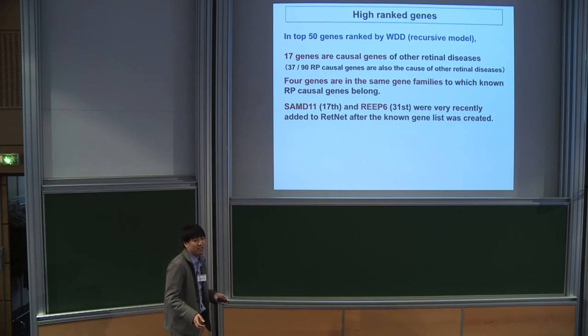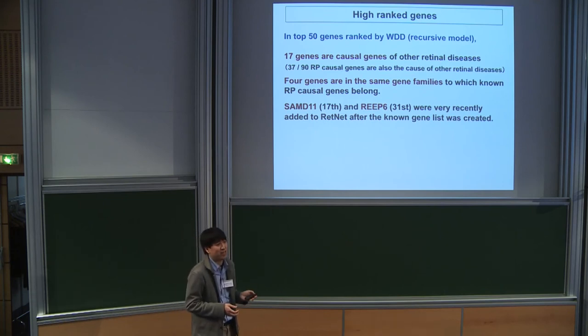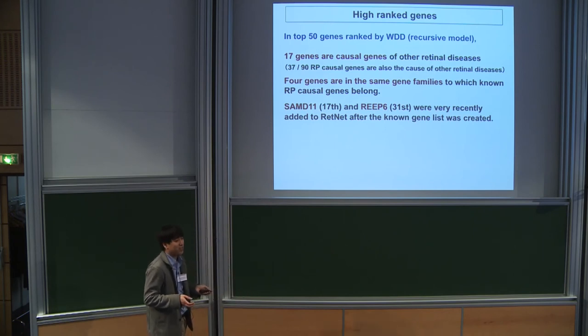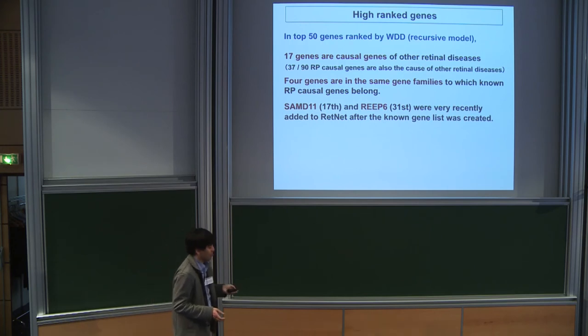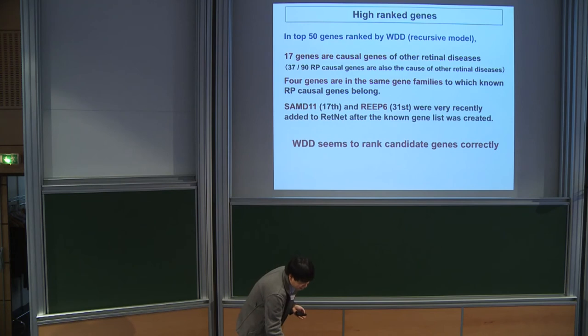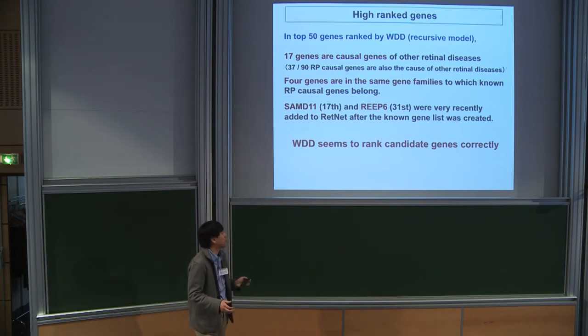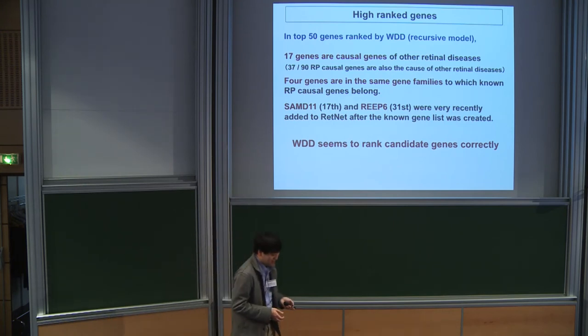And we used the known causal gene list from September of last year. Then after that, two genes were very recently added to RetNet. So I think we can't say all of the top ranked genes are truly causal genes, but WDD seems to rank candidate genes correctly.